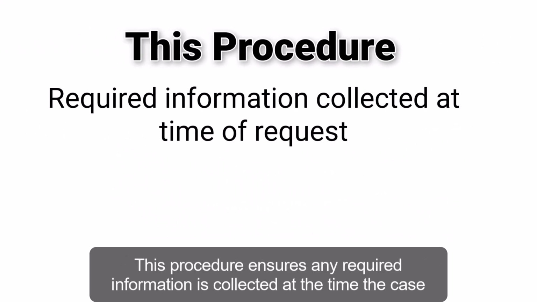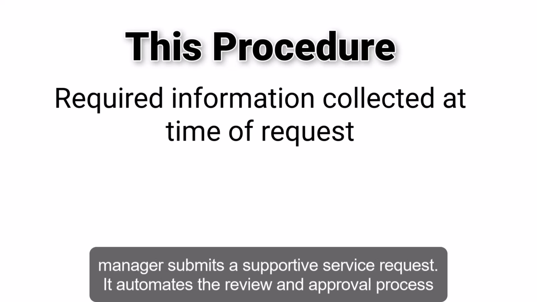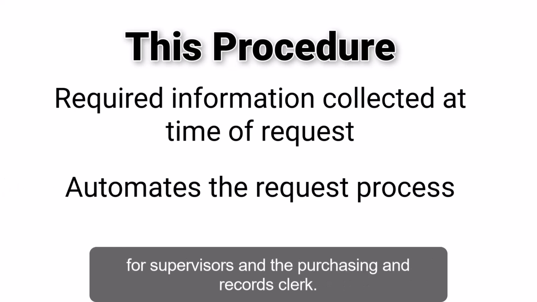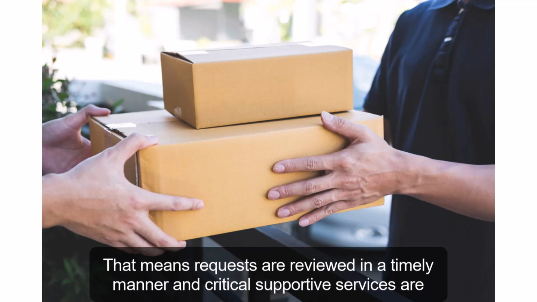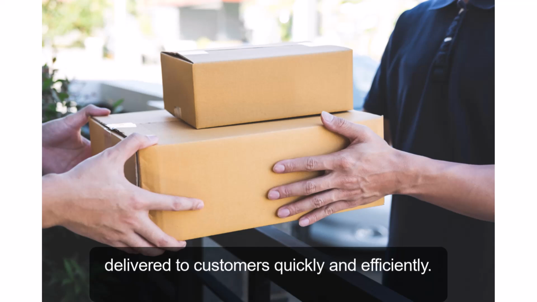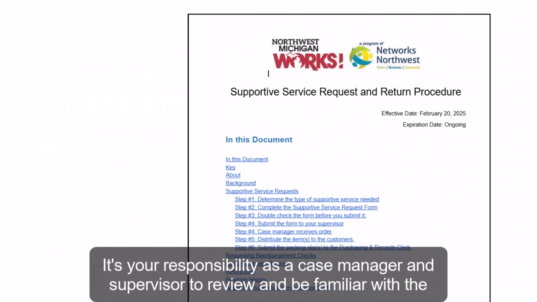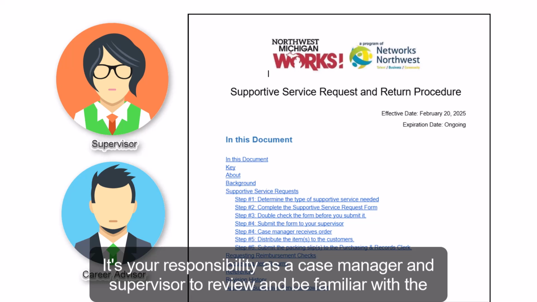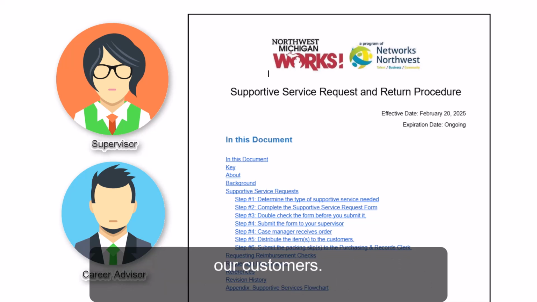This procedure ensures any required information is collected at the time the case manager submits a supportive service request. It automates the review and approval process for supervisors and the purchasing and records clerk. That means requests are reviewed in a timely manner and critical supportive services are delivered to customers quickly and efficiently. It's your responsibility as a case manager and supervisor to review and be familiar with the entire procedure, because this is what will help us effectively and efficiently provide support to our customers.